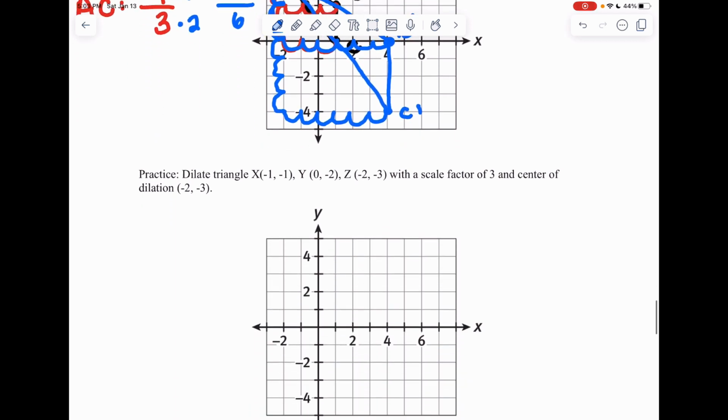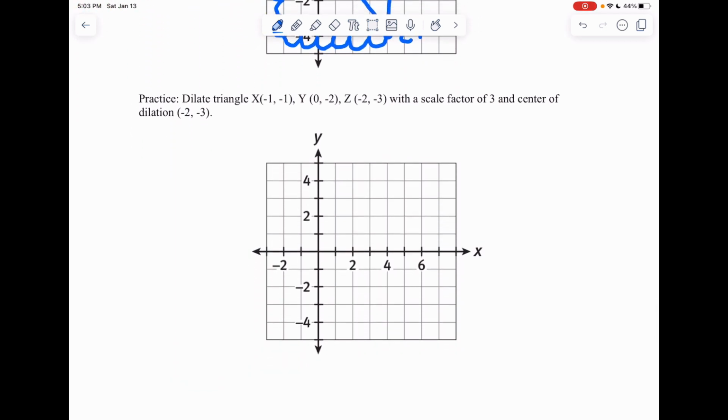I would like you to try this practice problem on your own, so please pause the video, try this practice problem on your own, and then unpause the video to see if your example matched mine.